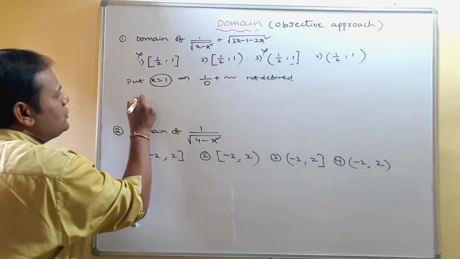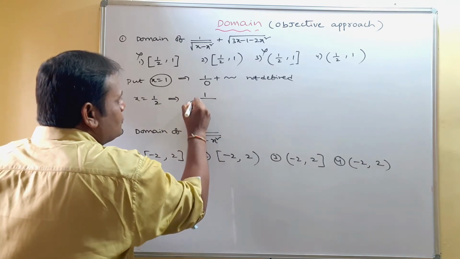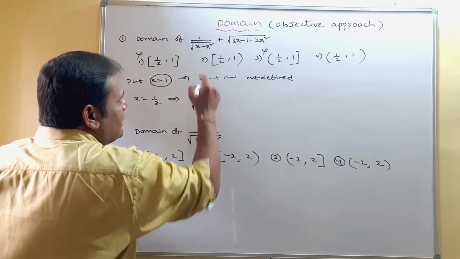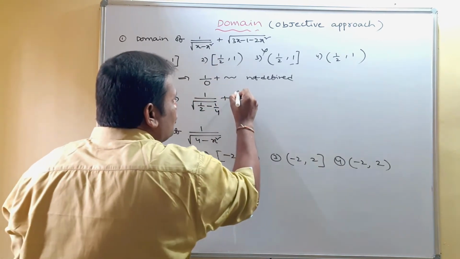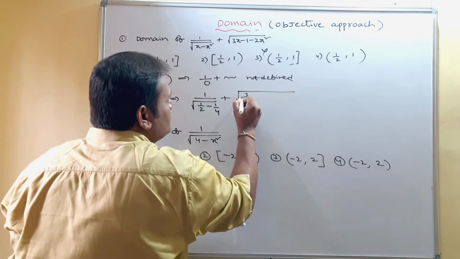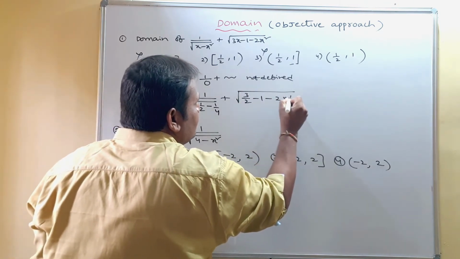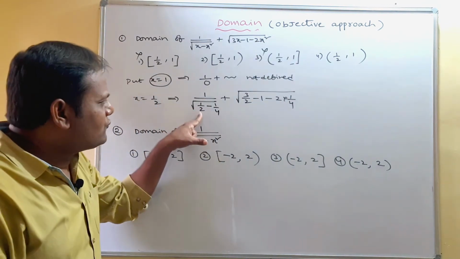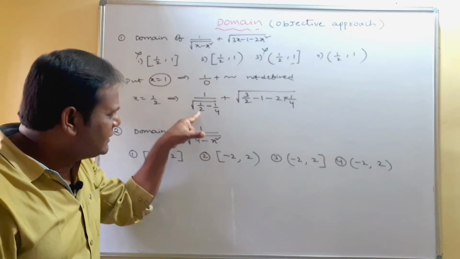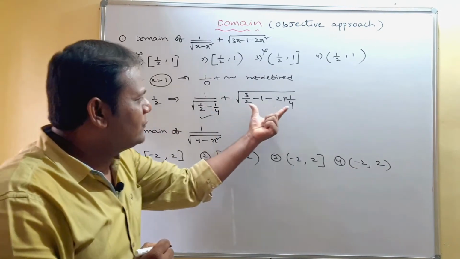So, you put x equal to 1 by 2 in the function. Then you get 1 by root of 1 by 2 times 1 by 2, so 1 by 4, plus root over, 3 by 2 minus 1 minus 2 into 1 by 2 whole square, which will be 1 by 4. What is 1 by 2 minus 1 by 4? Yes, it is 1 by 4. Positive. So, defined. Good.